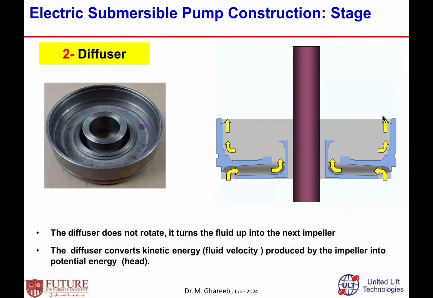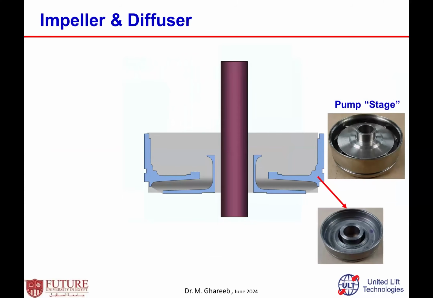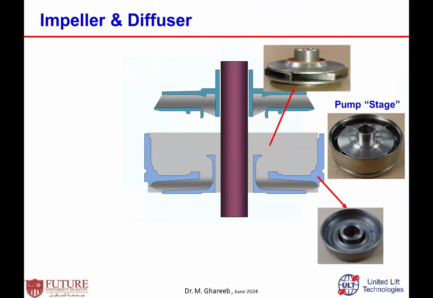Then the diffuser converts the kinetic energy, the velocity gained by the fluid from the rotation of the impeller, into potential energy, the head, and so on. This is one stage, consisting, as I said, of a diffuser and an impeller. The diffuser and impeller are connected like this.